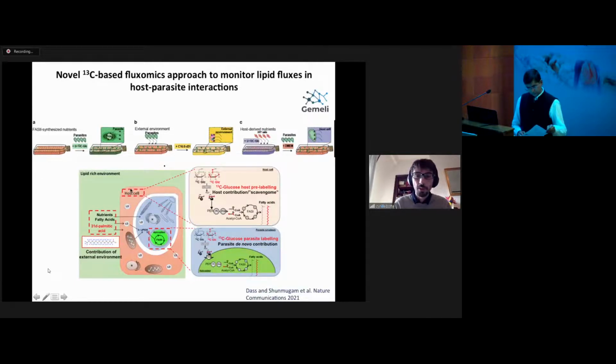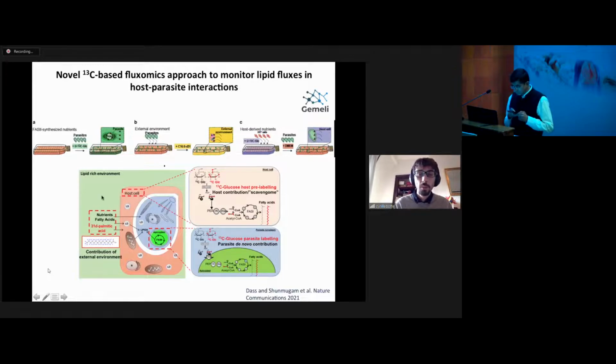We pre-label the host cell with C13 glucose without the parasite. So we let the host cell make its own lipids, so all lipids are labeled. And then we put the parasite in, let the life cycle go, and take the parasite, and any lipid that is labeled is actually from the host cell. So we were able to quantify the scavengome, what the parasite is taking up. And we even did that in the external environment.